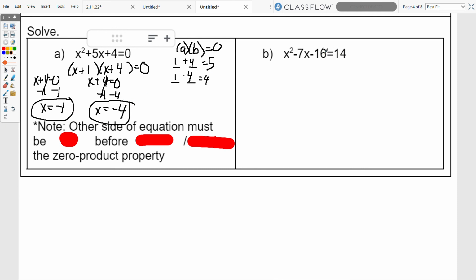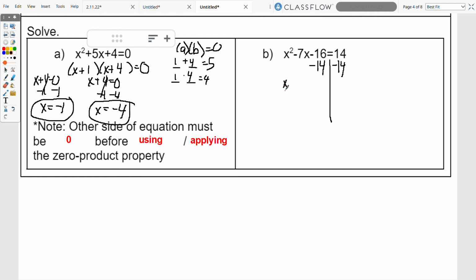Note this is called the zero product property. The other side of the equation must be 0 before applying the zero product property. Everything we've had so far has had 0 on the right side. But if you look at part B, the right side is 14. So we can't factor it yet, and we can't use the zero product property yet. We have to make that right side 0, so we subtract 14 from both sides, because that's going to make the right side 0.